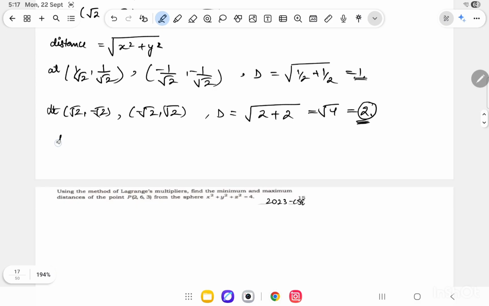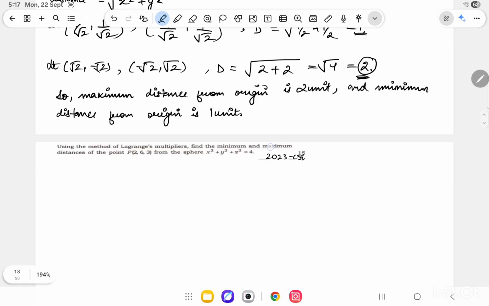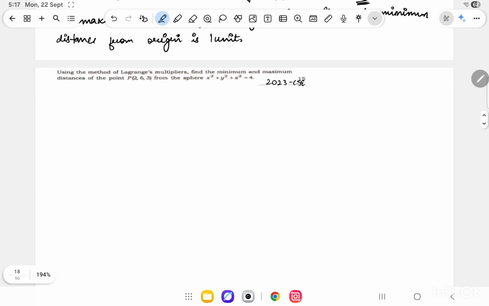So maximum distance from origin is 2 units and minimum distance from origin is 1 unit. Now let's move on to the next question.